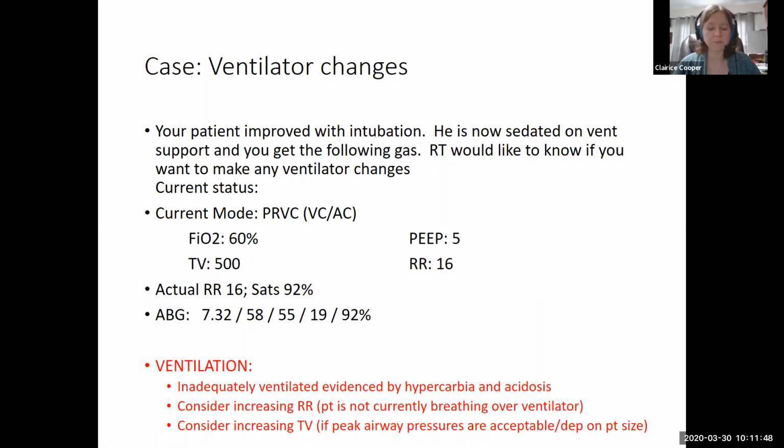If we increase our tidal volume, it's a little bit more reliable of an increase in minute ventilation, because all that additional tidal volume that we add does increase our minute ventilation. However, we do want to be cognizant of peak airway pressures.